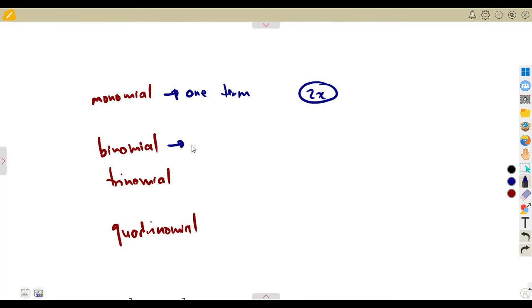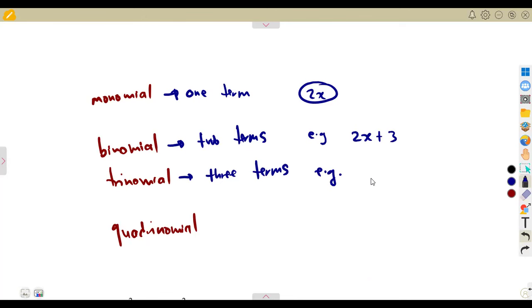So a binomial is going to consist of two terms. For an example, you can just have 2x plus 3, just two terms. Like I said, tri means three, so a trinomial is going to have three terms. Here we have a combination of three terms, for an example x squared plus 2x plus 3. Three terms: 1, 2, 3. That's a trinomial.